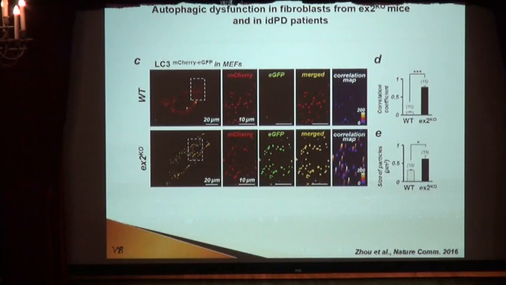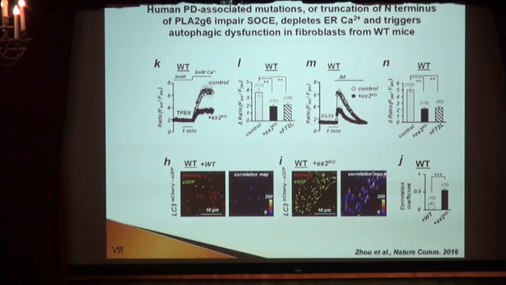And when we looked at autophagy in those mouse embryonic fibroblasts using a tandem mCherry-EGFP construct of LC3, which we express in those cells, you can see that everything goes and reaches lysosomes, and EGFP is nicely quenched there. While in the cells from exon 2 knockout animals, they have a very high correlation coefficient, as you can see here on this correlation map between red and green, saying that, well, all those autophagosomes are getting stuck somewhere.